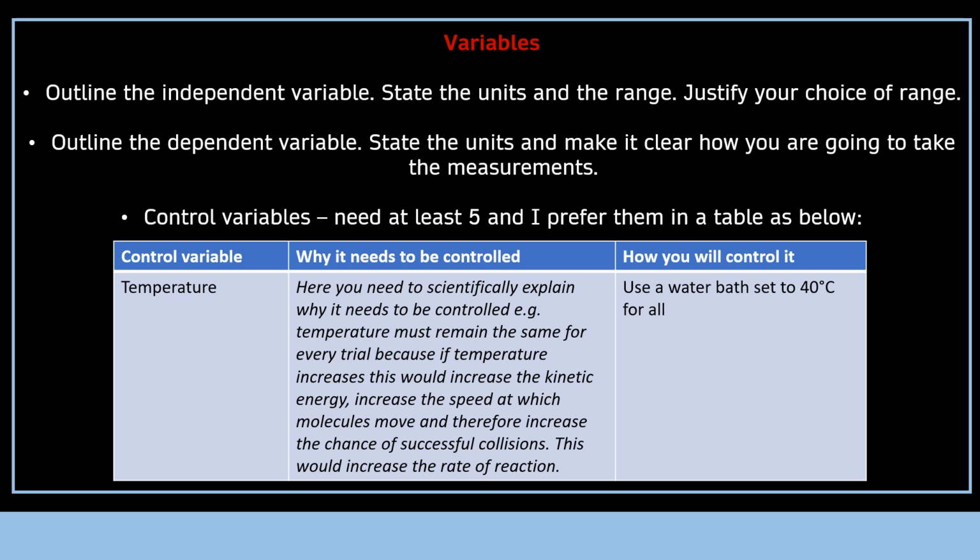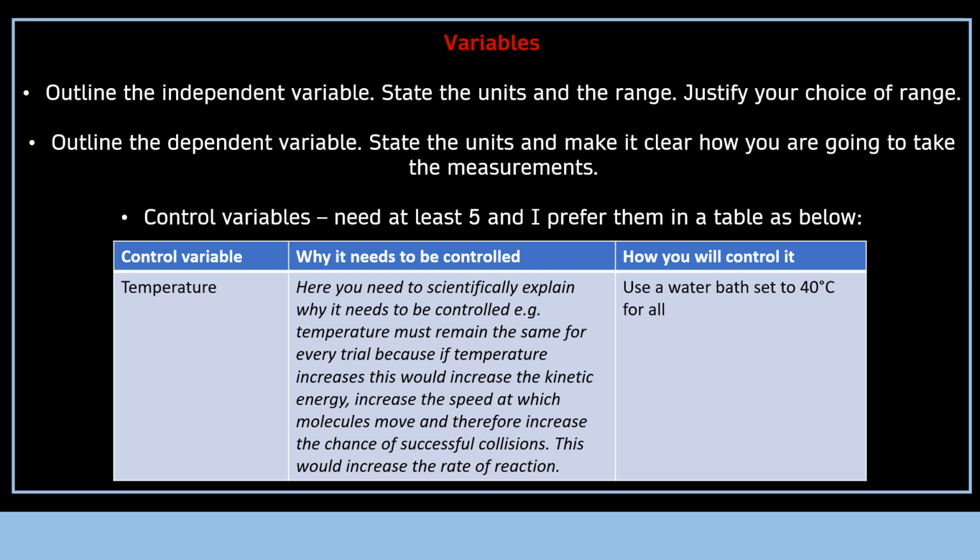The dependent variable, you need to state the units and say how you're going to take the measurements. So if you are using a gas syringe to collect a gas, then say that rather than, because you could be counting bubbles of gas. So you just need to explain. If you want to put a diagram or a picture in there, then by all means do.